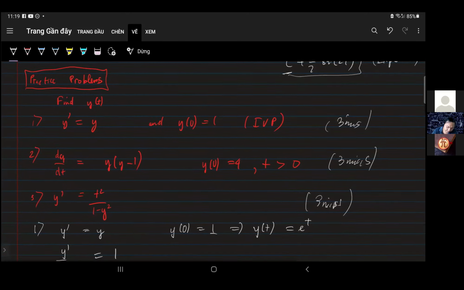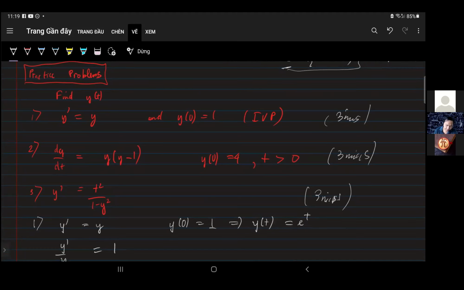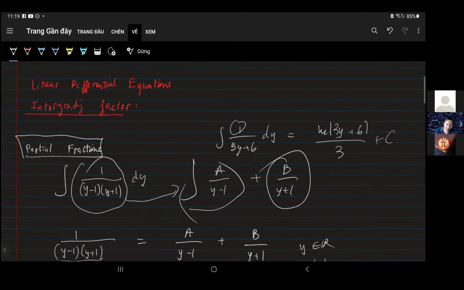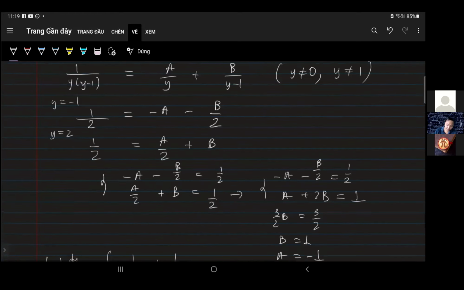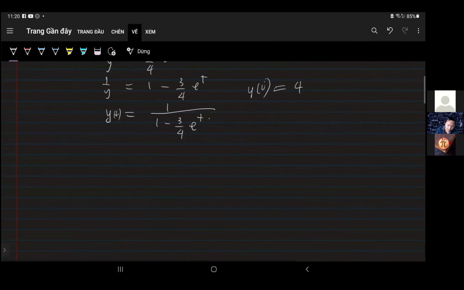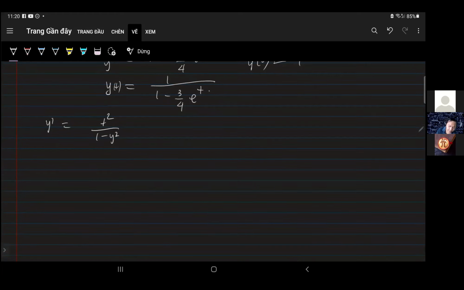Okay, it's time. We come back to question 3. y prime equals t squared divided by 1 minus y squared. And now you have to find the solution for this.